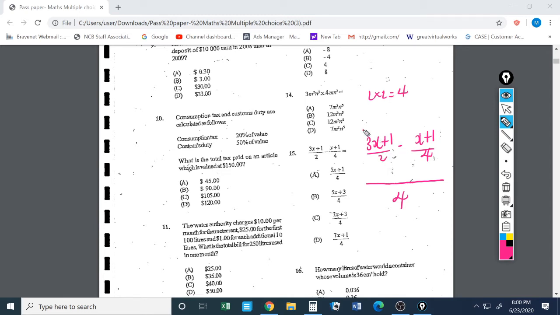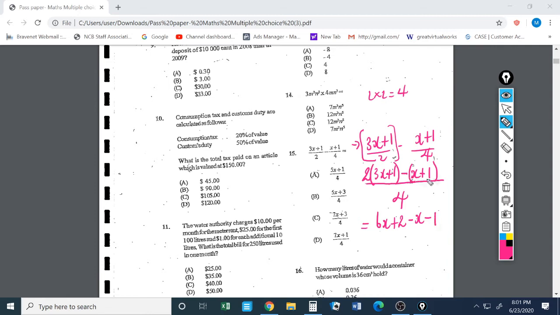Now for this side here, we actually have to divide 2 into 4, which would give us 2. And we're going to end up with 2 multiplied by the top. So 2 times (3x + 1) minus (x + 1), in this case minus (x + 1). Then we're going to end up with 2 times 3x, which is 6x, and then 2 times 1, which is 2: 6x + 2, minus x minus 1.